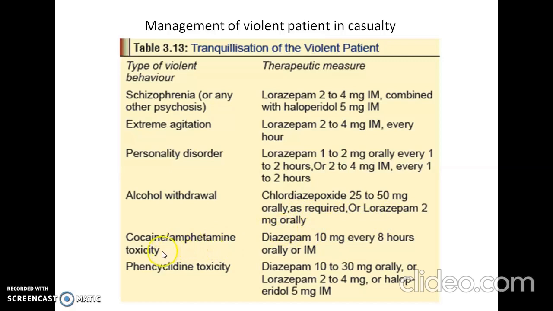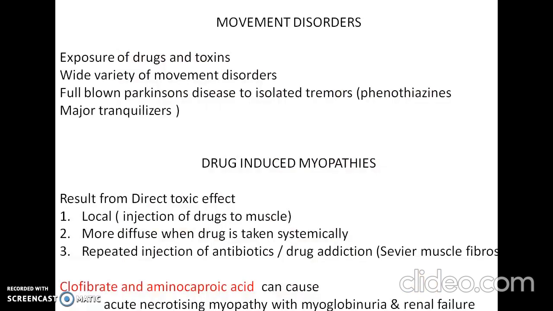Cocaine and amphetamine toxicity can also induce violent behavior. Diazepam 10 mg every 6 to 8 hours orally or intramuscular can be given. Even phencyclidine toxicity, also a highly abused agent, can be managed with diazepam 10 to 30 mg orally or lorazepam 2 to 4 mg or haloperidol 5 mg intramuscular route. This is how we can manage violent behavior in a person by giving various tranquilizing agents.